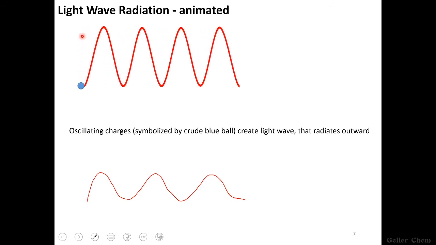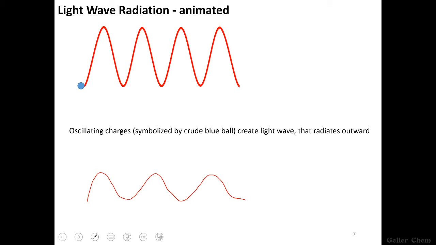And because the particle is moving in a consistent periodic motion as opposed to something random like this, we get this consistent repeating pattern here, which can be described mathematically with a sine wave. And to be clear, these are not four different light waves. This is one light wave with four crests or peaks. And the distance or length between two peaks is what we call the wavelength.